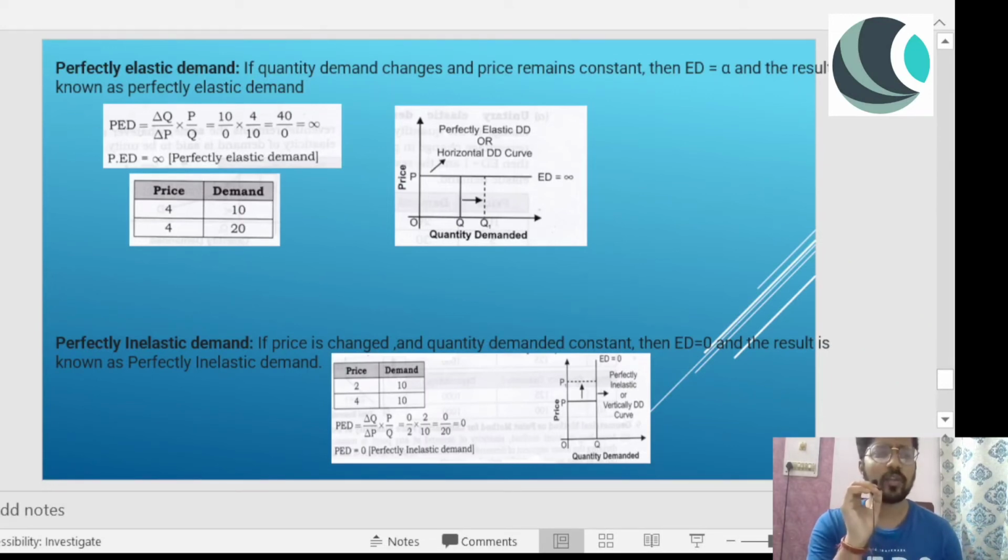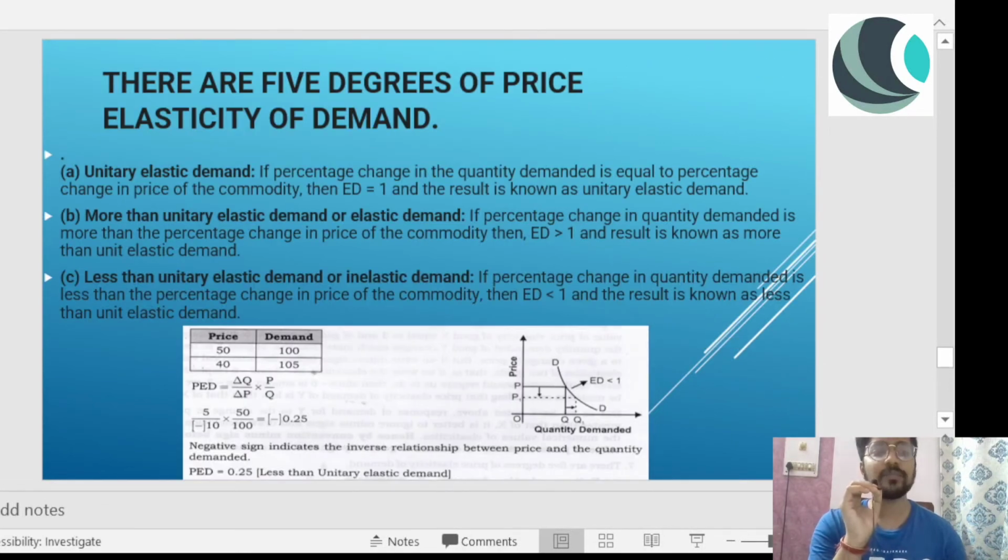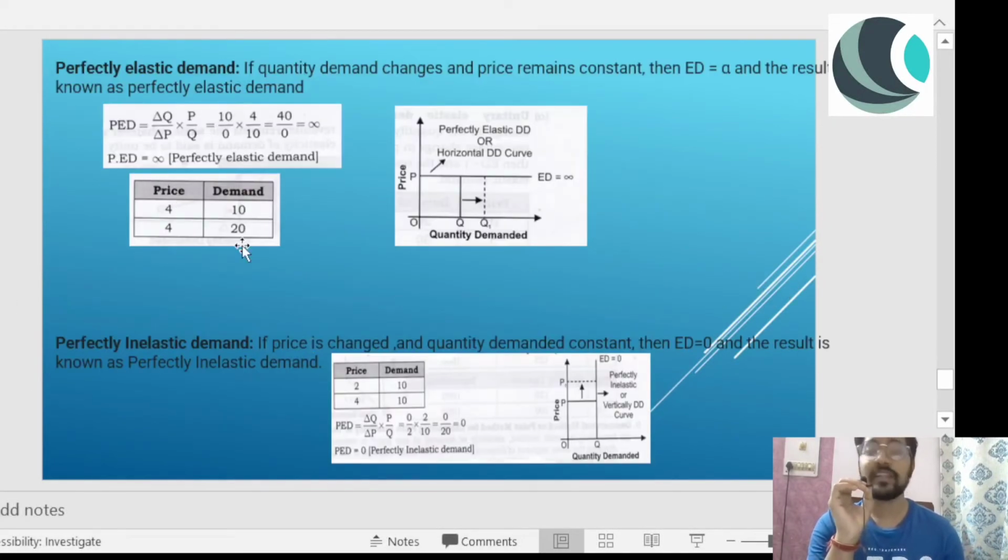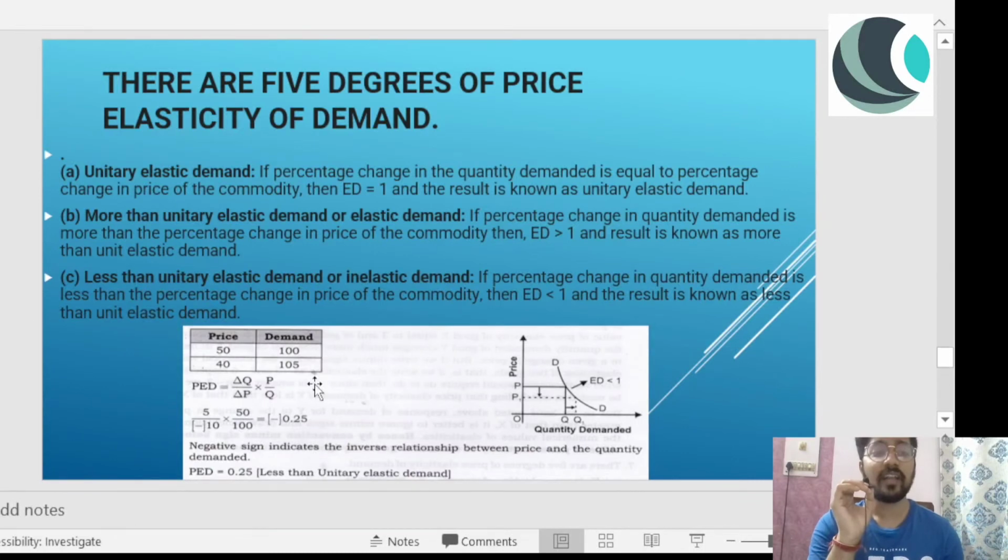So this is all about the 5 degrees of price elasticity of demand, and you can definitely expect a question based upon this. You should know how to draw the demand curve and how to represent all these elasticities of demand as well. I have shown you perfectly elastic, perfectly inelastic, and greater than one, and there will be less than one as well. Sorry, this is less than one. There will be greater than one as well.